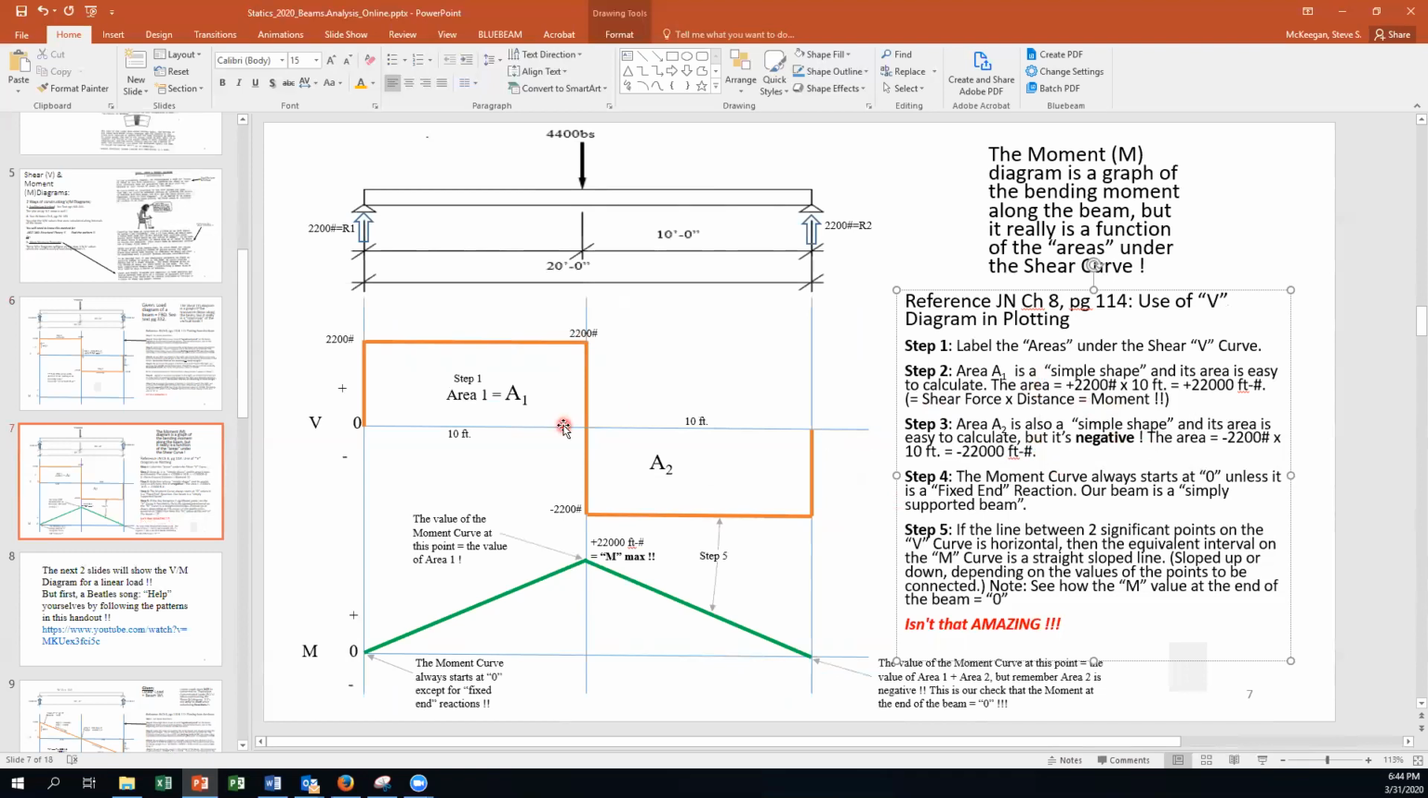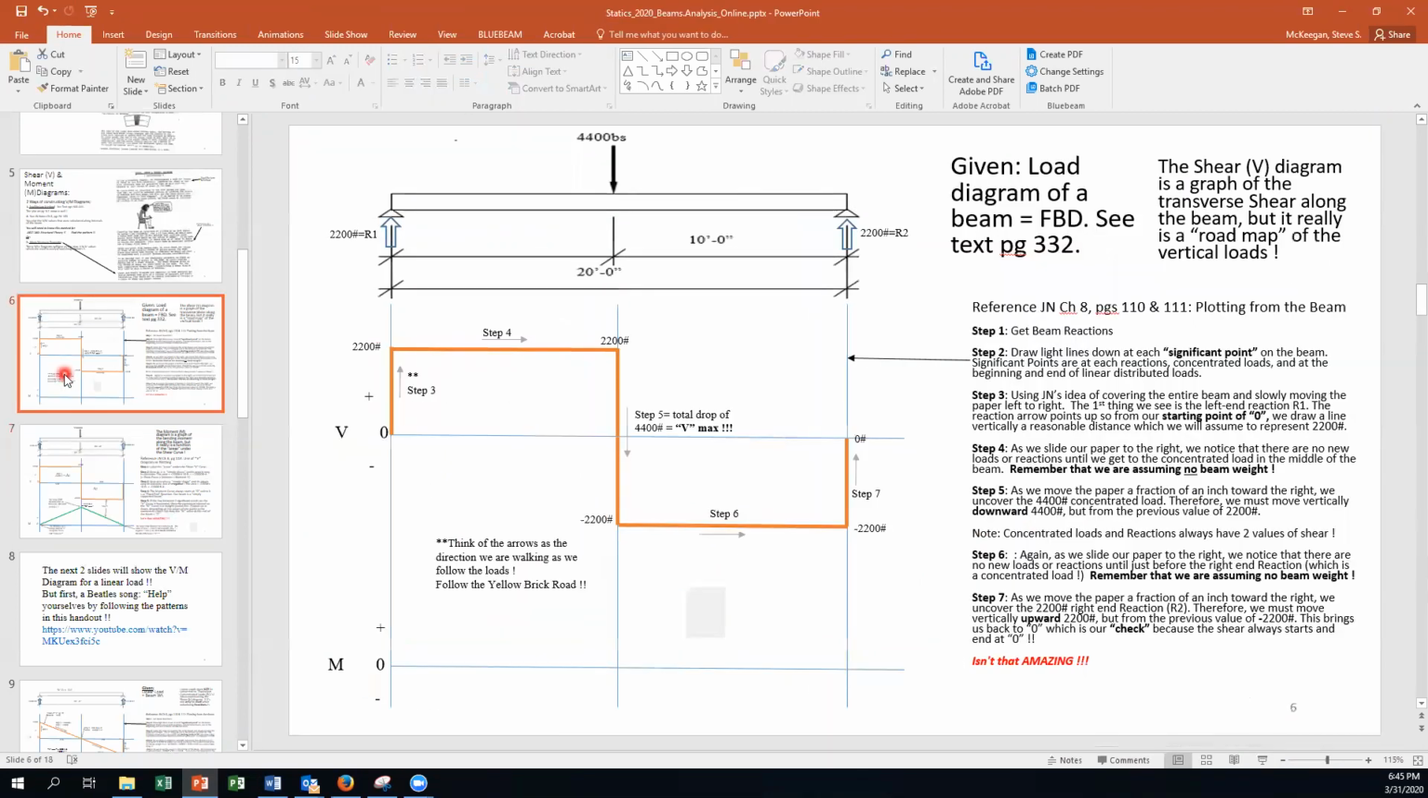Okay, so I always go through and I calculate the areas first off to the side. That's what you got to show me on your homework. Especially when you get into trapezoids. The moment curve always starts at 0 unless it is a fixed end reaction. Our beam is a simply supported beam. So here the moment curve starts at 0. The value of the moment curve at this point is the value of area 1. And that's the maximum moment.